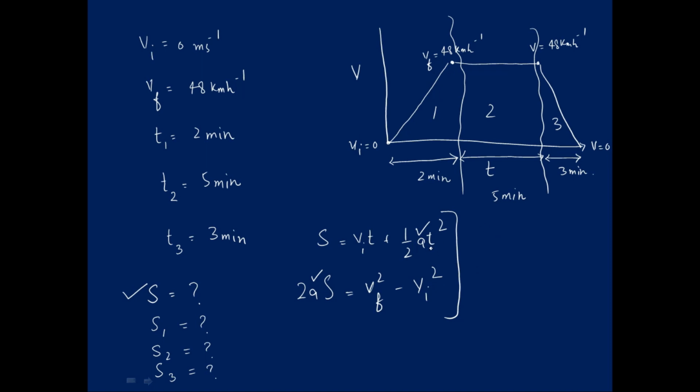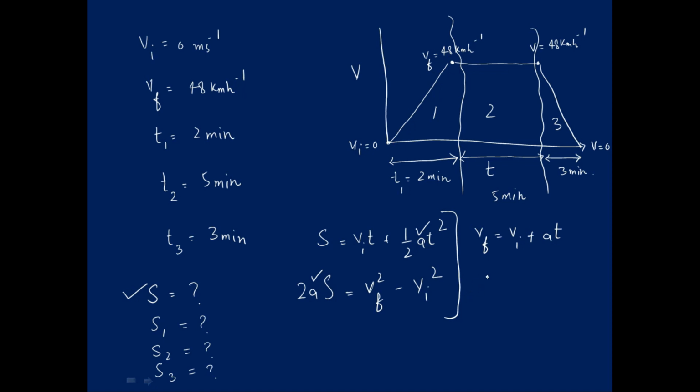To calculate the acceleration we use the first equation of motion, Vf equals initial velocity plus a into t, because in the first part we have Vf, Vi and the time t1. So we can calculate the acceleration for our first part of the numerical.